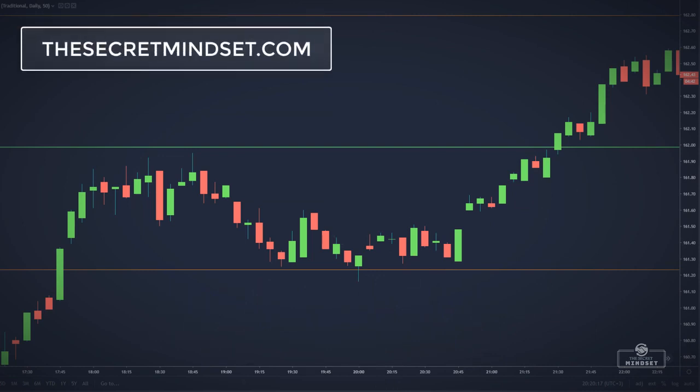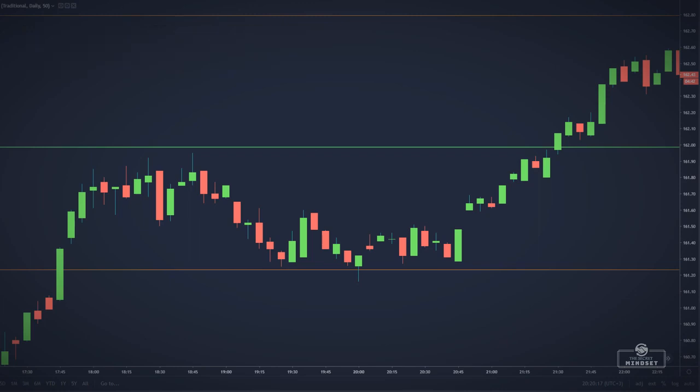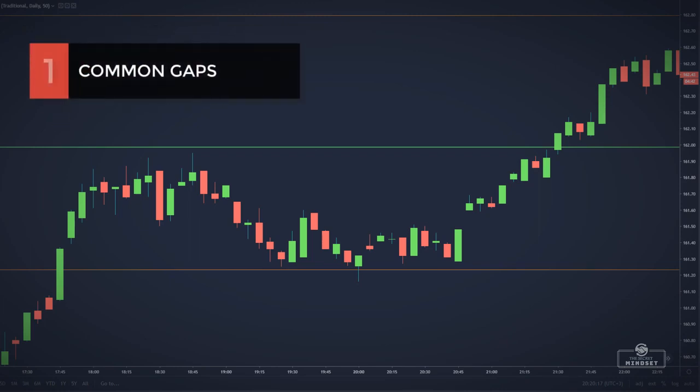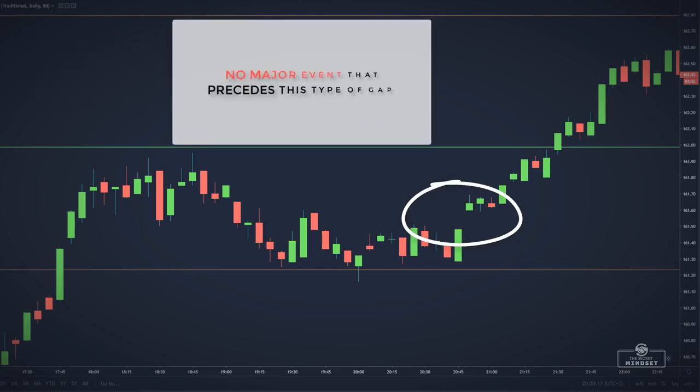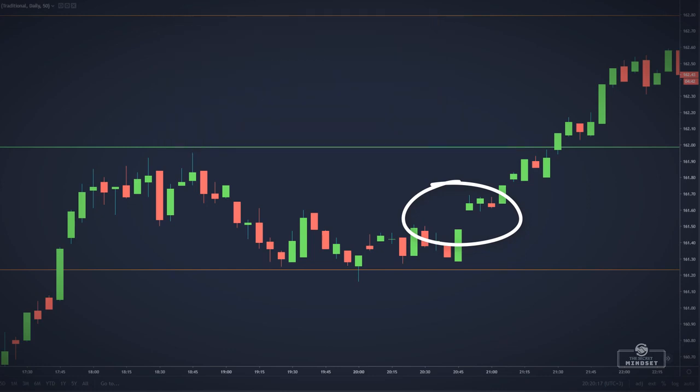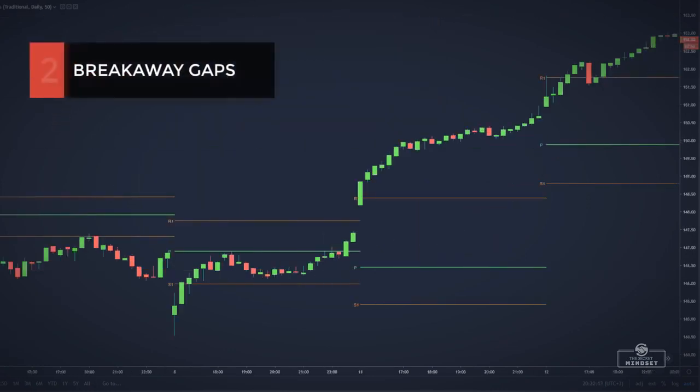All you need to know about them is that there are 4 types of gaps. We have the common gaps. The common gap appears as a space on a chart and is brought by normal forces. There is no major event that precedes this type of gap, and it generally gets filled quickly when compared to other types of gaps.